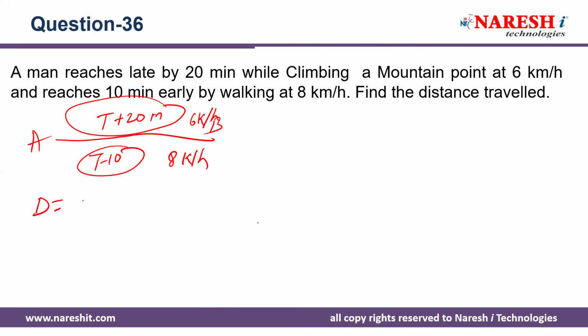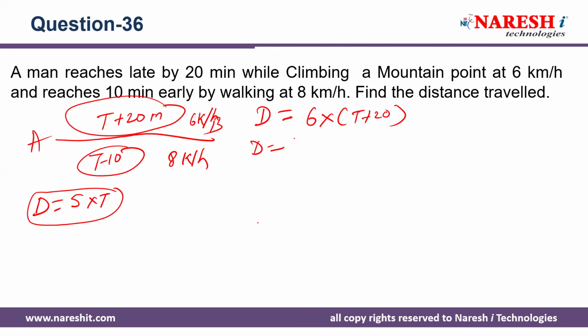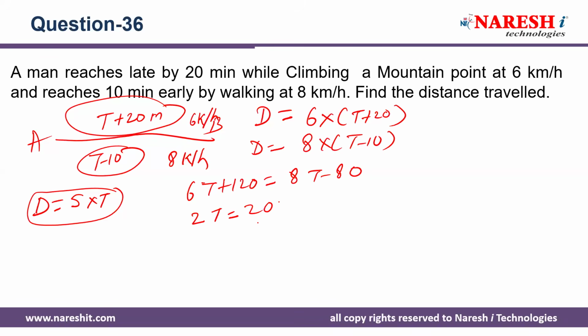Distance equals, I told you yesterday also, the basic formula, speed into time. So in case one, distance equals speed 6, time taken t plus 20. In the next case, distance equals 8 into t minus 10. As the left hand side is the same distance traveled, we can equate the right hand side values. So 6t plus 120 equals 8t minus 80. 2t equals 200, t equals 100.